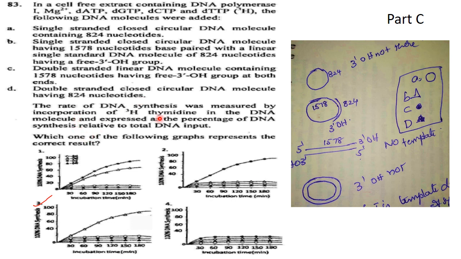The rate of DNA synthesis was measured by incorporation of H3 thymidine in the DNA molecule and expressed as the percentage of the DNA synthesis relative to total DNA input. Which of the following graphs represent the correct result? So out of these, only B is showing the synthesis.